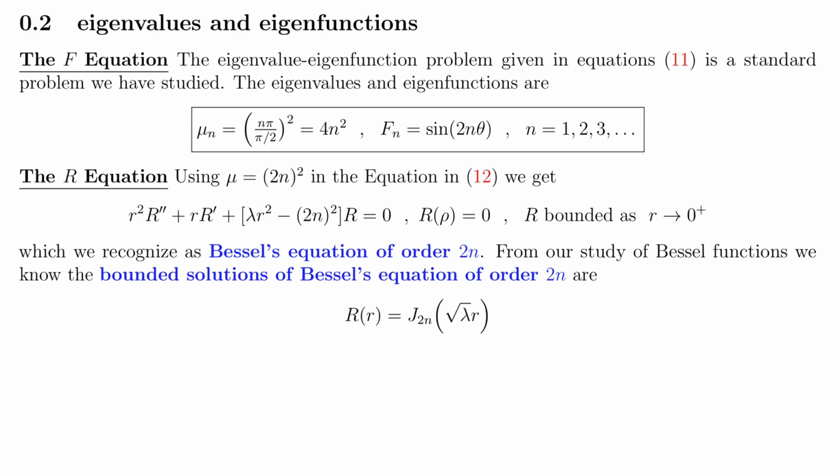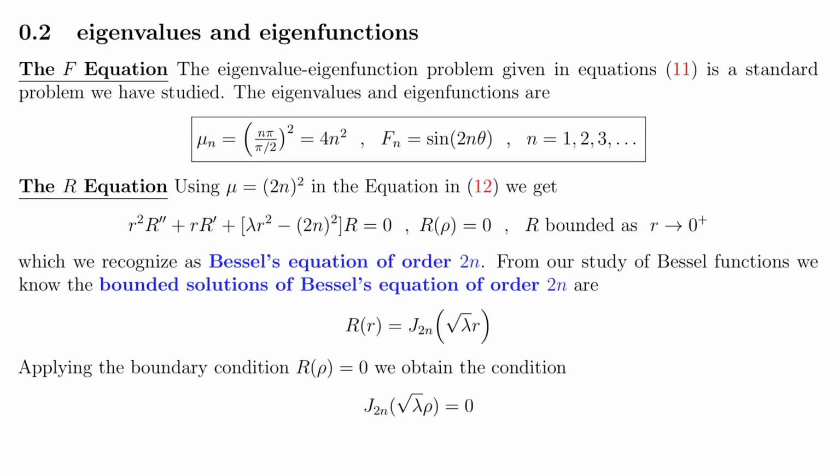This is Bessel's equation now of order 2n. From our study of Bessel's equation earlier in the semester, we know that the bounded solutions of Bessel's equation of order 2n are given by the Bessel functions J of the first kind. So R of r, the bounded solution, is going to be J sub 2n with argument square root of lambda times r.